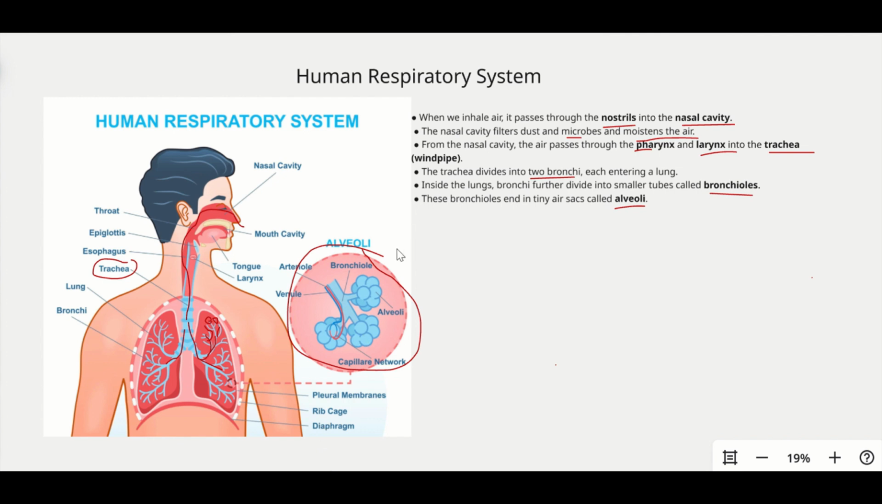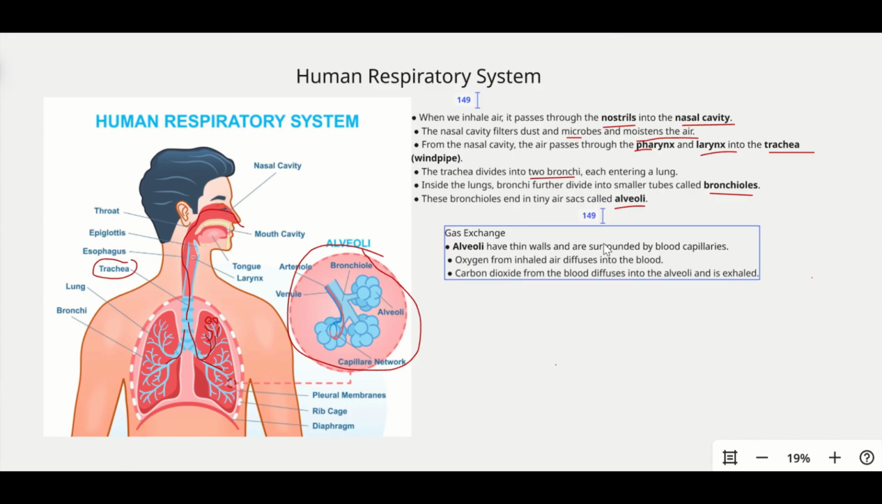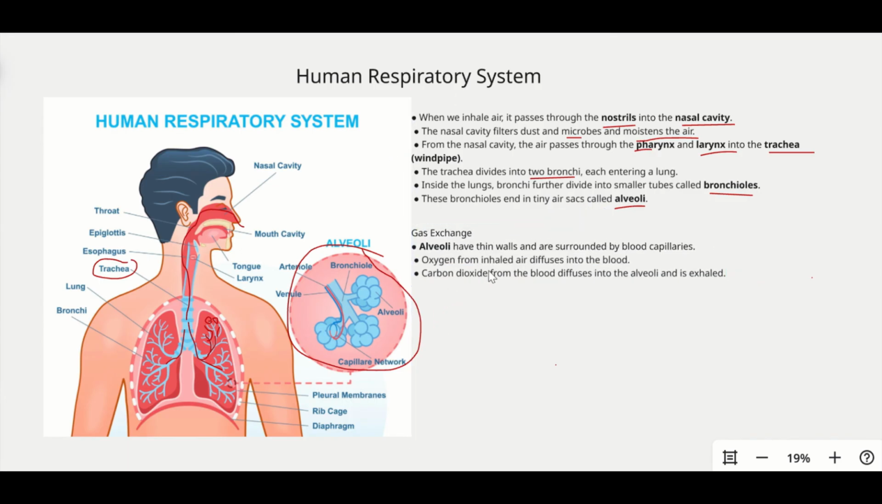So that is what is happening here. The gases exchange. Okay. So alveoli have thin walls and are surrounded by blood capillaries. That is the first point you should keep in mind. And then oxygen from the inhaled air diffuses into the blood, right? Oxygen diffuses into the blood.